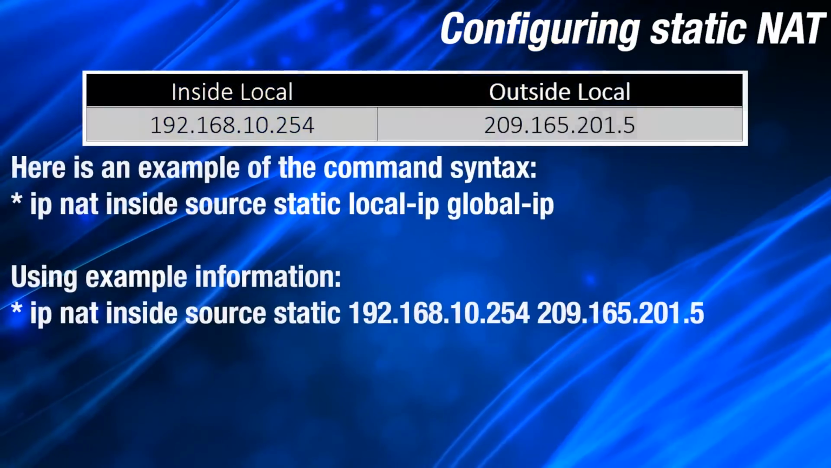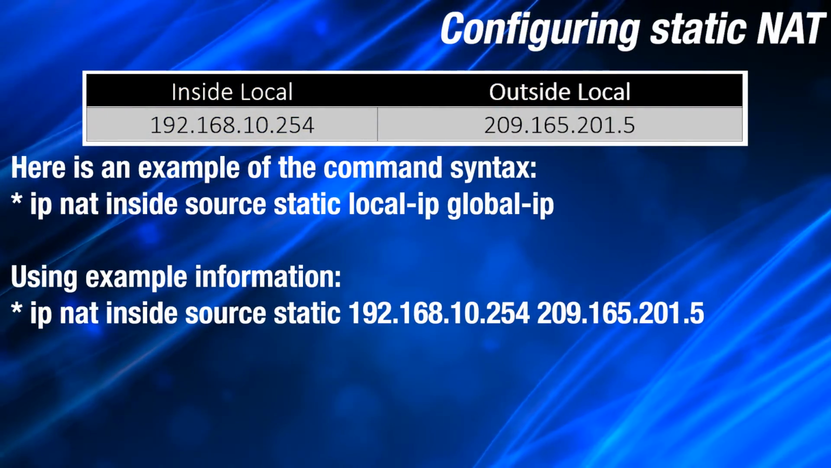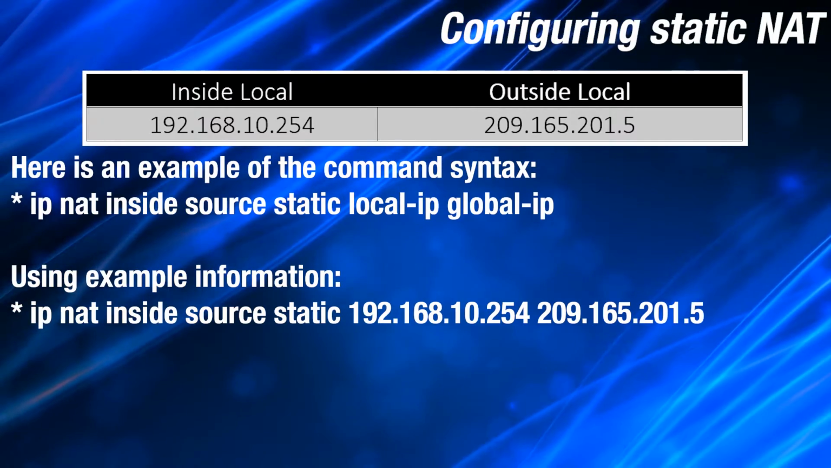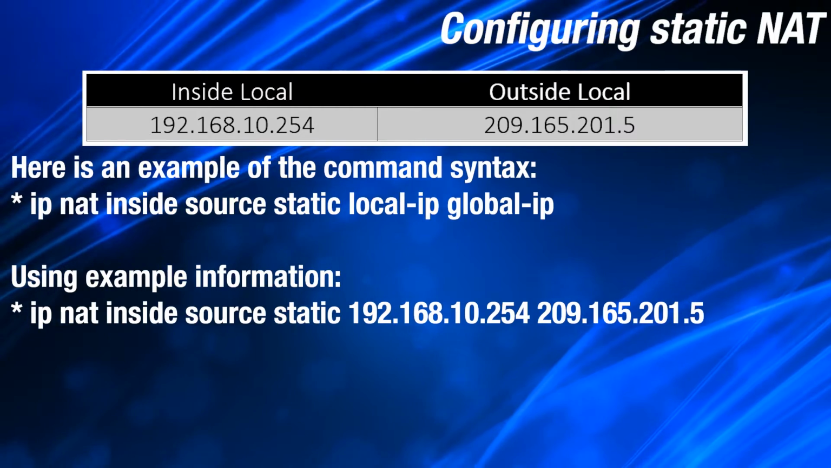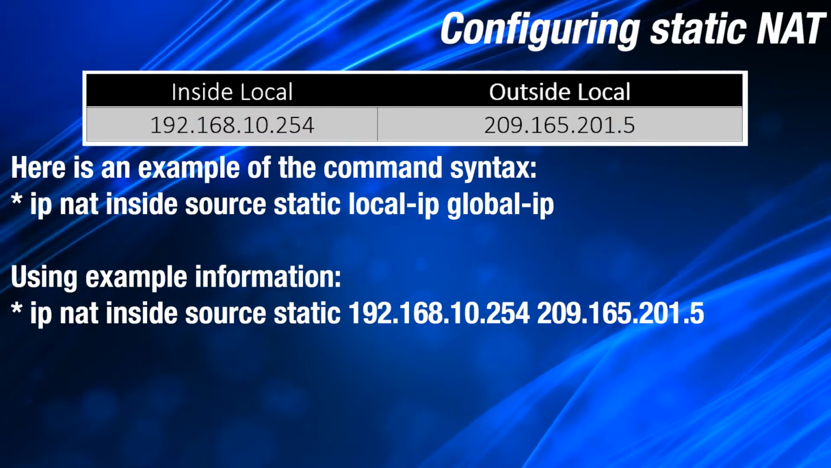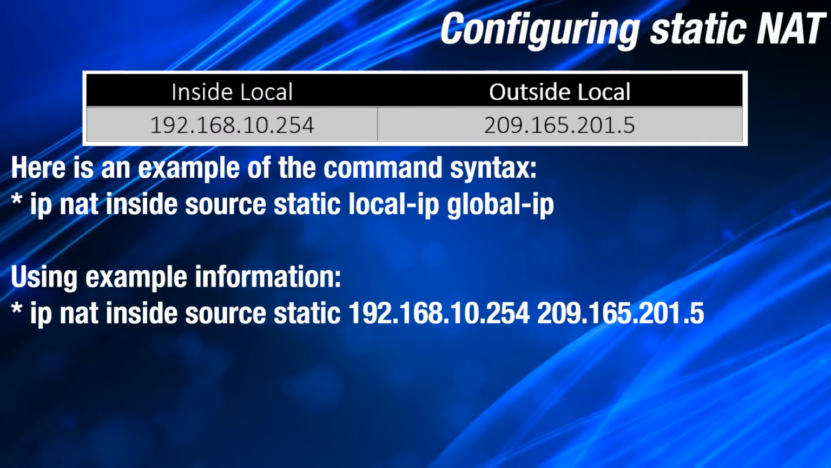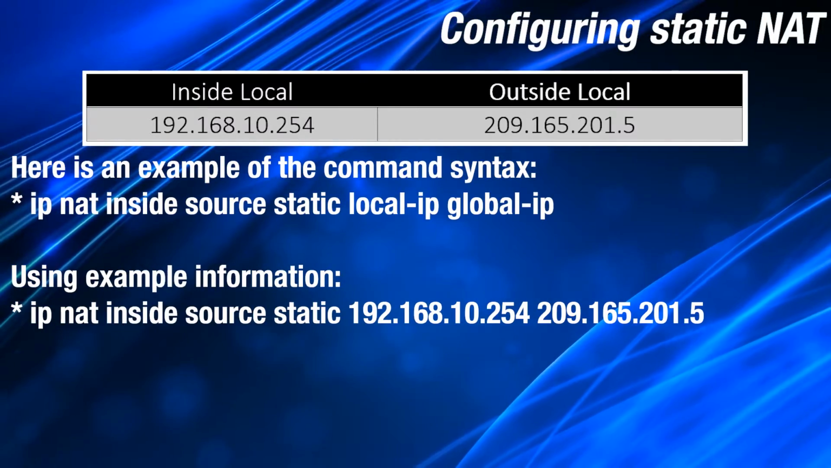Let's look into NAT configurations by starting with static NAT. Static NAT is configured by mapping an inside local address and an inside global address. For example, let's say we had 192.168.10.254 as an inside local address, and then we had 209.165.201.5 as an inside global address.